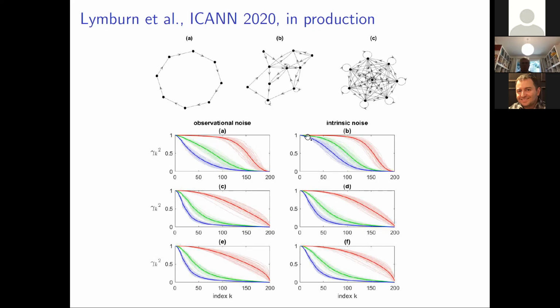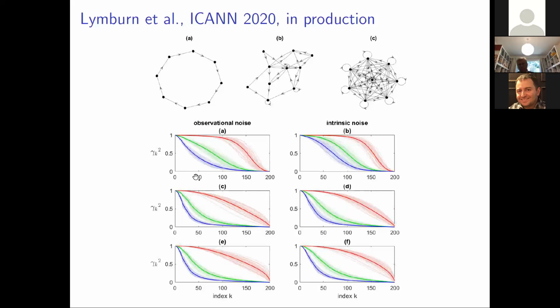Sorry, I didn't bother to, so the first row is the ring, the second row is the sparse random, and the third row is the fully connected graph. This column here is for observational noise, that means just additive measurement noise. And this row is for intrinsic noise. And it seems to all reveal the same picture when we plot this.